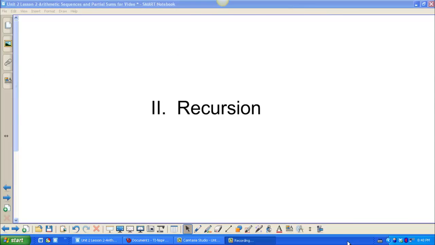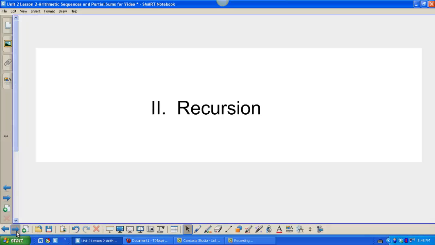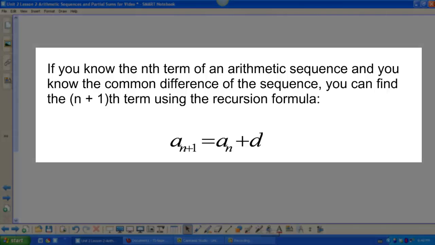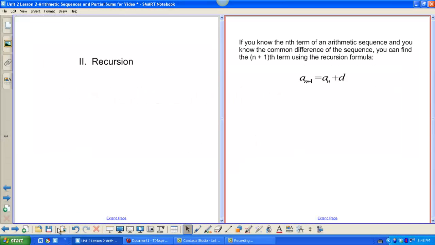Now we're going to switch gears to recursion. And remember from our last unit that recursion requires a couple of terms already in the sequence to determine the next term in the sequence. So if you know the nth term of an arithmetic sequence and you know the common difference of the sequence, you can find the n plus 1th term using the recursion formula a sub n plus 1 equals a sub n plus d. Why does this work?